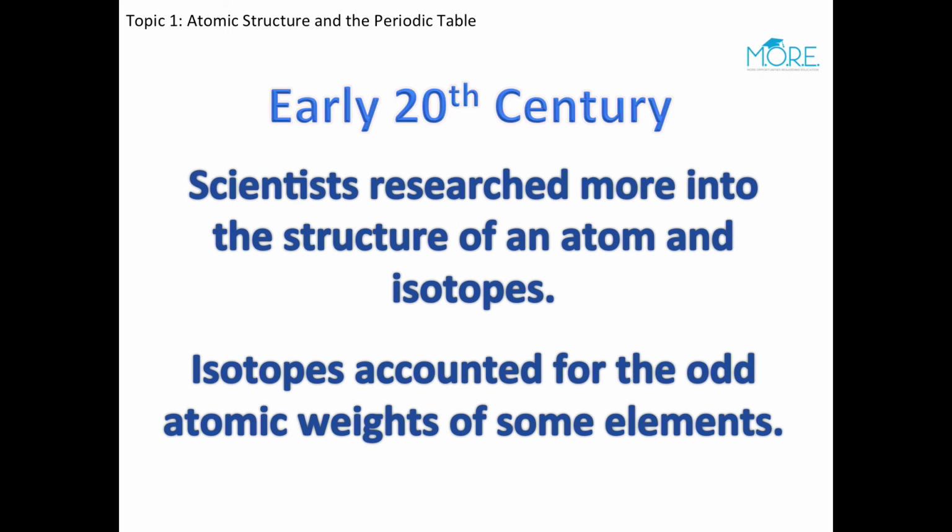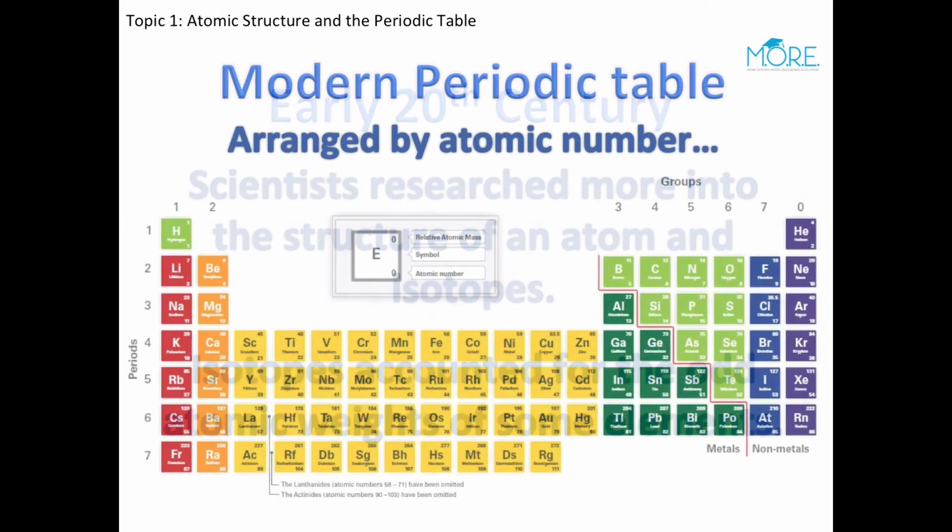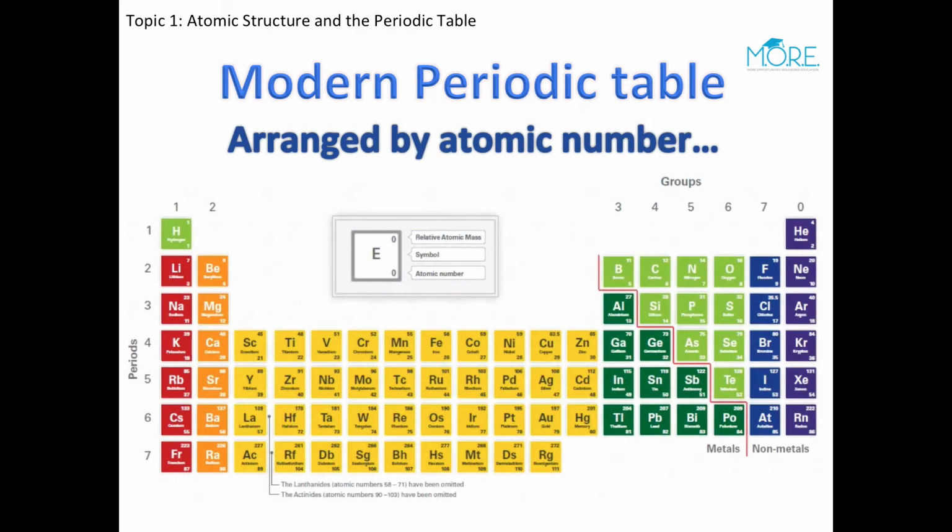In the early 20th century, scientists researched more into the structure of an atom and isotopes. Isotopes accounted for the odd atomic weights of some elements. And here we have the modern periodic table.